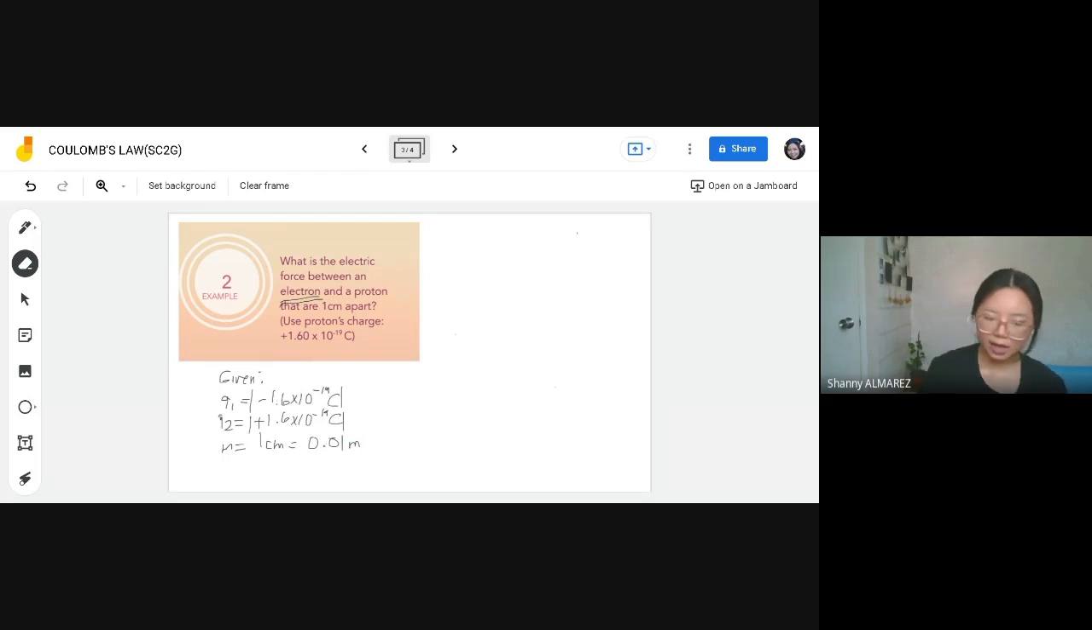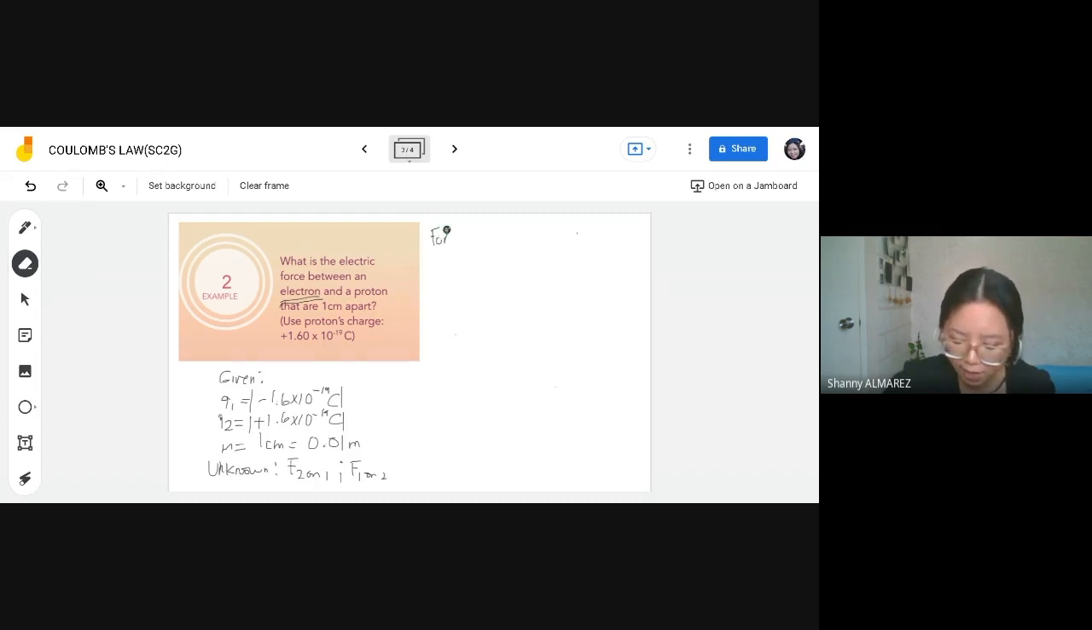Okay, next. How about the unknown? So, ang unknown natin dito, ang pinapahanap lang talaga dito ay FE. However, we want to be more specific. So, ang gagamitin natin ay F2 on 1 at saka F1 on 2. But generally, since we know that they are just equal, right? Generally, they are referred to as FE or the electric force. So, let's now move to the formula.